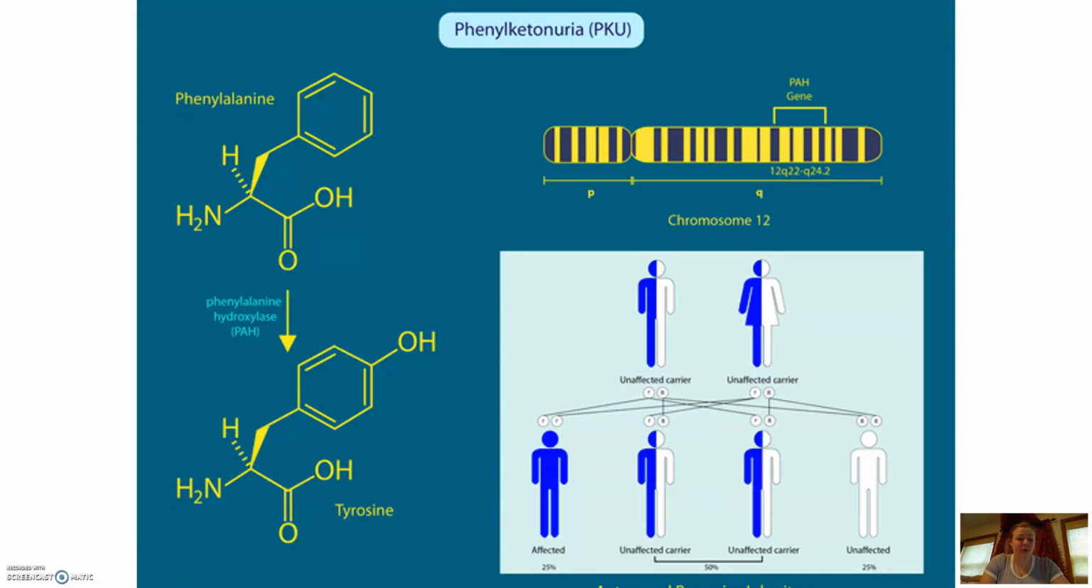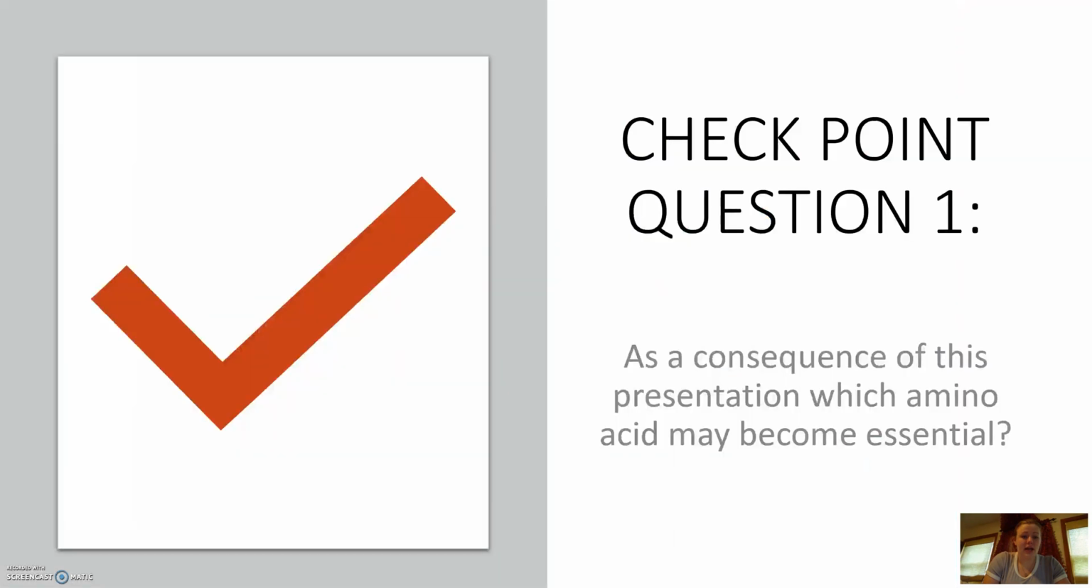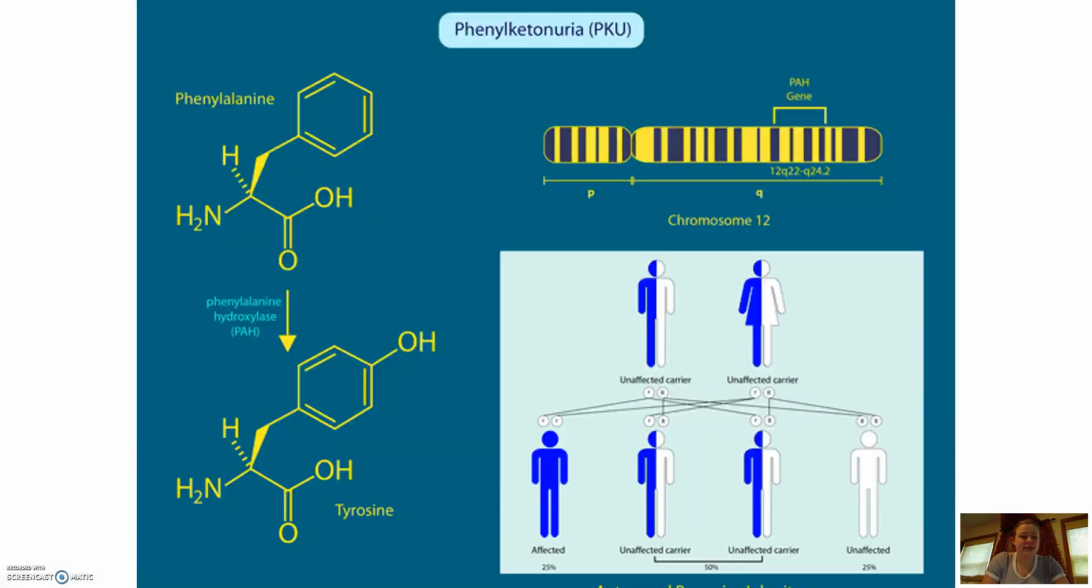So the first checkpoint question in this case is asking, as a consequence of this presentation, which amino acid may become essential. And in order for an amino acid to be considered essential, it must be required in the diet due to an inability of the body to synthesize it by other means. In the case of PKU, the amino acid tyrosine would become essential, as it is no longer being synthesized by phenylalanine hydroxylase here in this case.